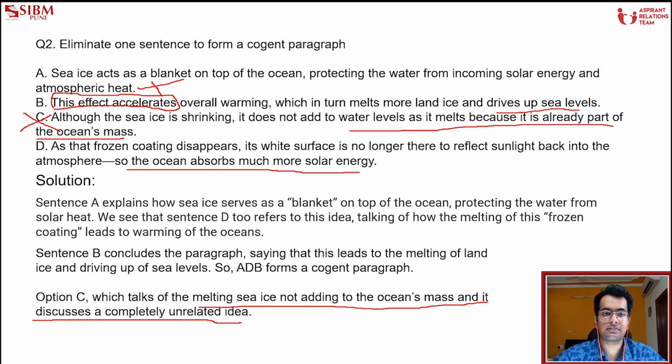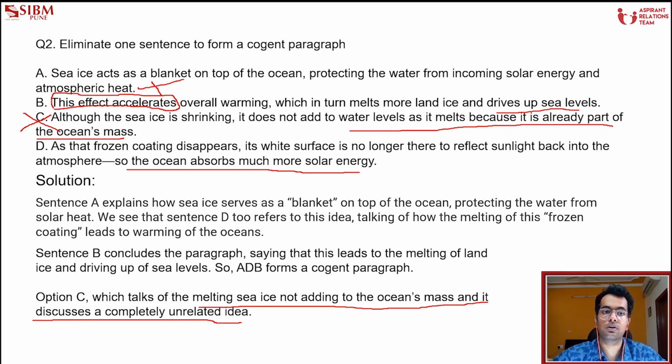Sea ice acts as a blanket on top of the ocean, protecting the water from incoming solar energy and atmospheric heat. This effect accelerates overall warming, which in turn melts more land ice and drives up the sea levels. As that frozen coating disappears, its white surface is no longer there to reflect sunlight back into the atmosphere, so the ocean absorbs as much solar energy as possible, right?